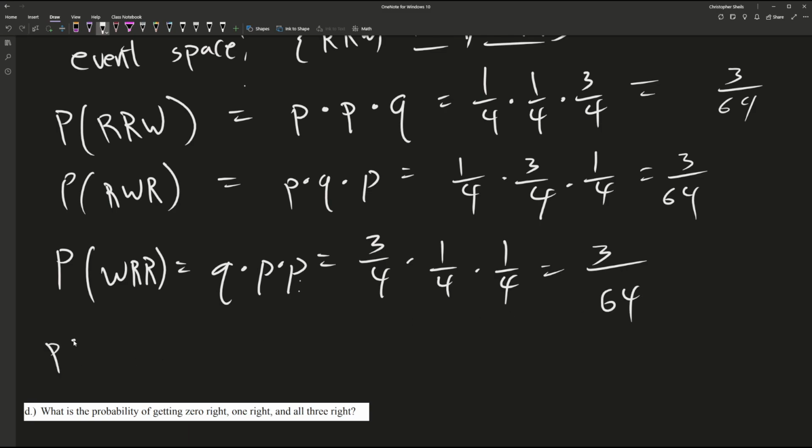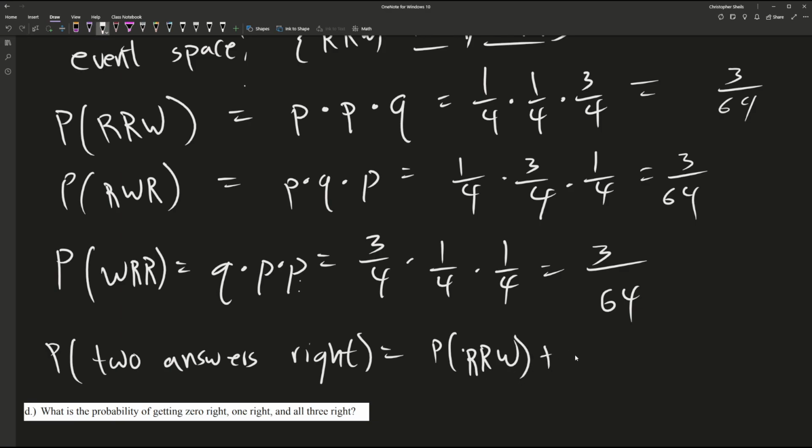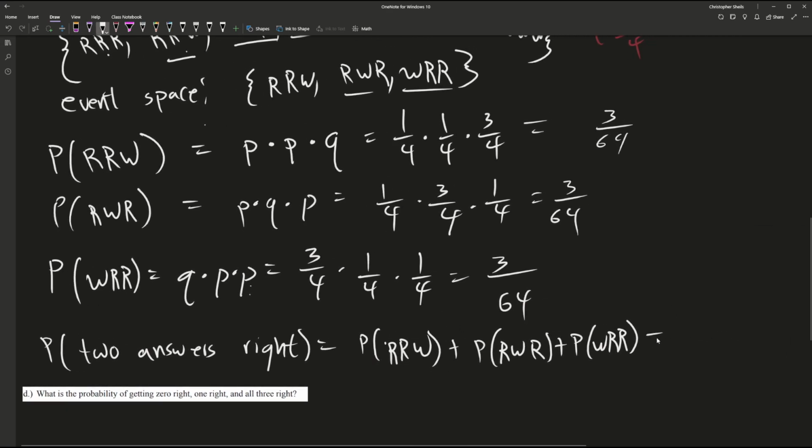So the probability of getting 2 answers right is what I get whenever I add up all 3 of these probabilities. It's P of RRW plus P of RWR plus P of WRR, which in this case gives us 9/64.